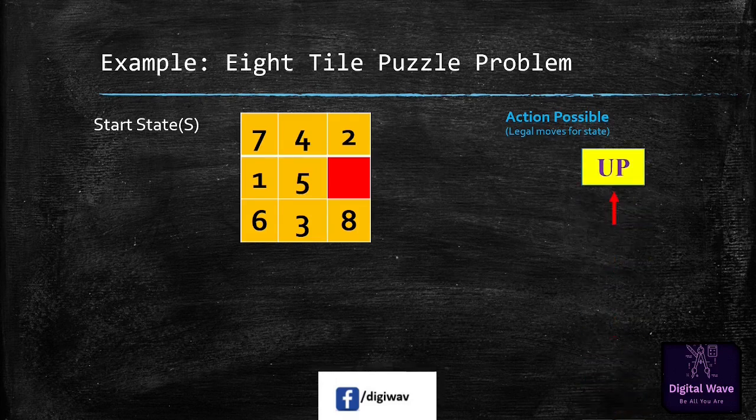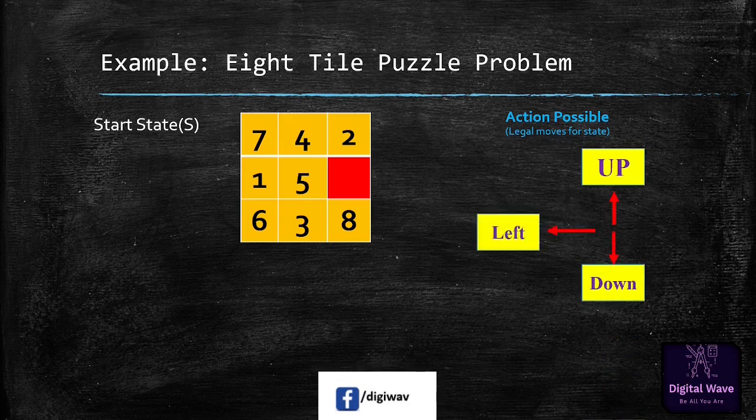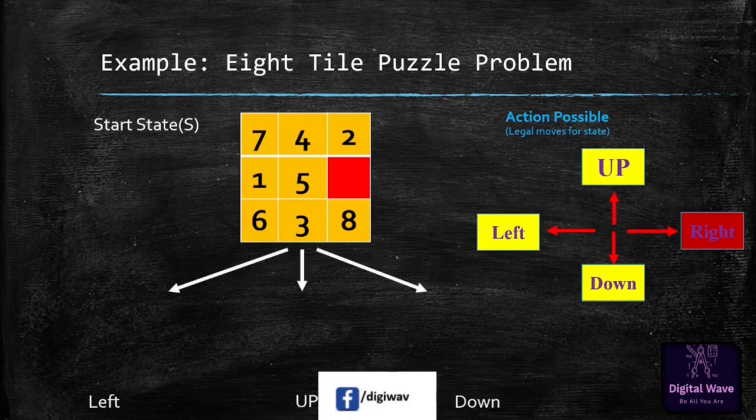So up, down and left. If we see, then we cannot move this state to the right. So right is not a legal move. That is why I have made this color red. Okay, so this is not a possible move here. So there are 3 possibilities I can provide to solve this particular problem. Okay, so up, left and down. So we will see how these tiles will be after performing these actions.